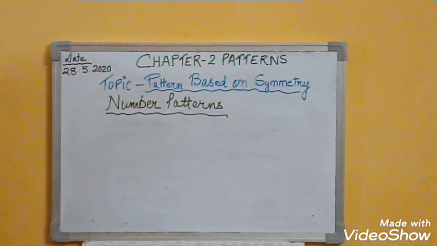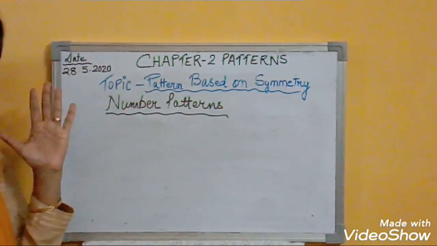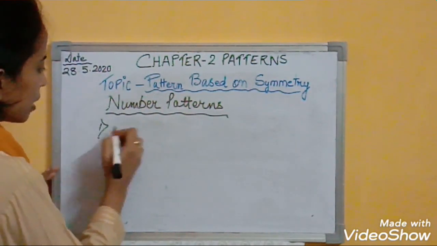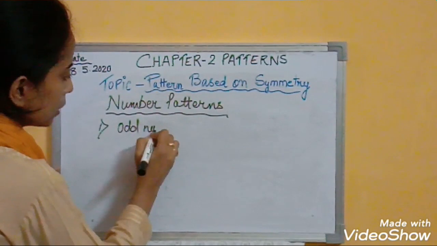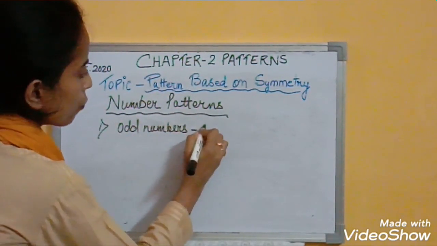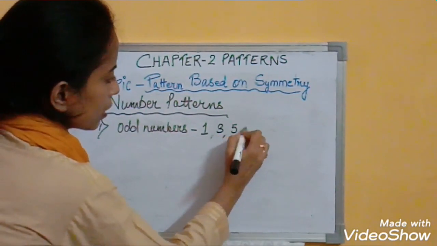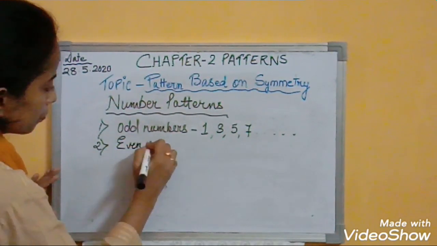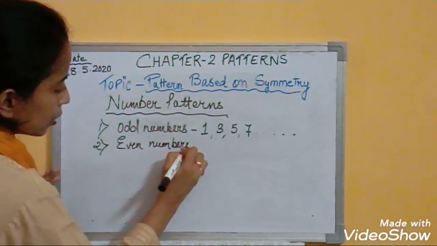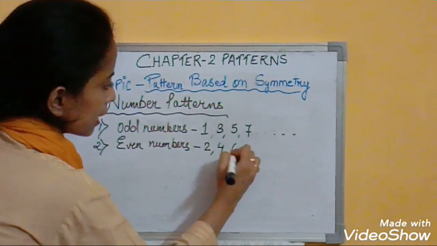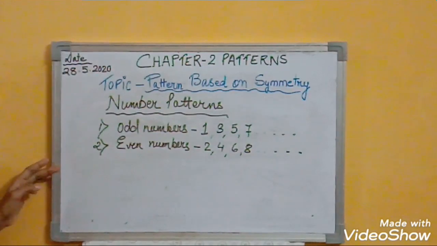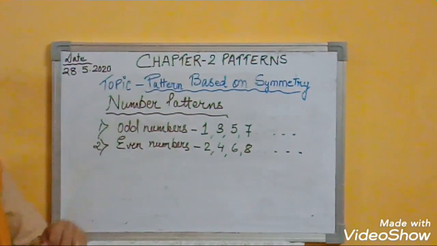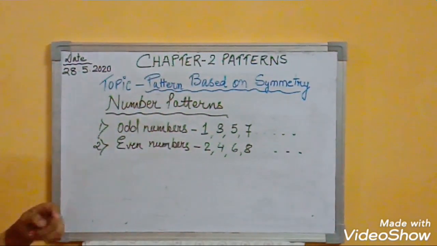What are number patterns? A sequence of numbers following a specific rule is called a number pattern. We can see here odd numbers. Odd numbers are 1, 3, 5, 7 and goes on. Even numbers: 2, 4, 6, 8 and so on. That means we can create patterns by using odd numbers or even numbers.